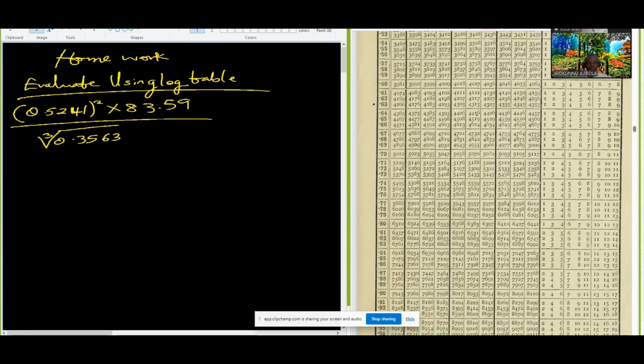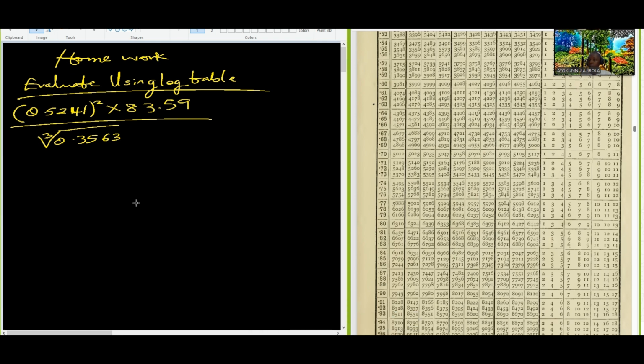Okay, so given the question: 0.5241 squared times 83.59, divided by the cube root of 0.3563. Let's see how it goes. We have to use the logarithms table, then we might use a calculator to confirm our answer, okay? So we have number and log.